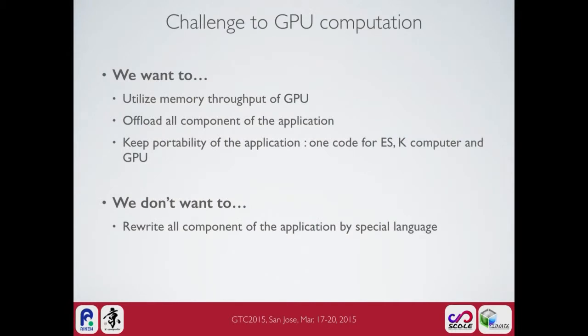So fully GPU simulation of the climate model is challenging. We want to utilize the memory throughput of the GPU, and we want to offload all components of the application. And if possible, we want to keep portability of the application. If possible, I want to use one code for vector machine, scalar machine, and the GPU. And we don't want to rewrite all components of the application in a special language because of the huge code portion. So OpenACC is suitable for our application to use the GPU.